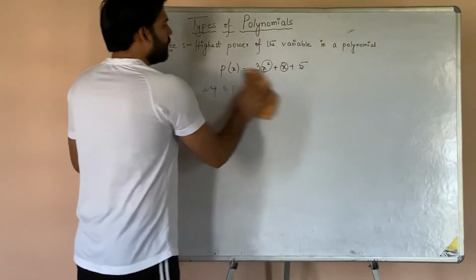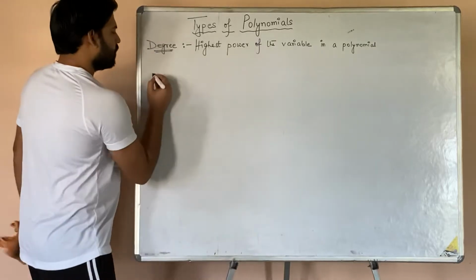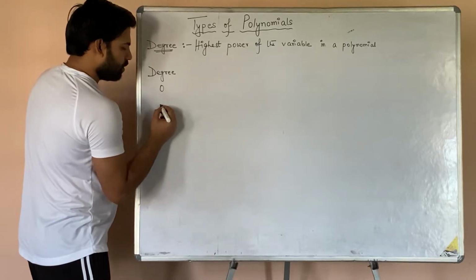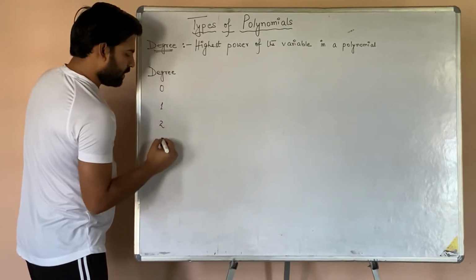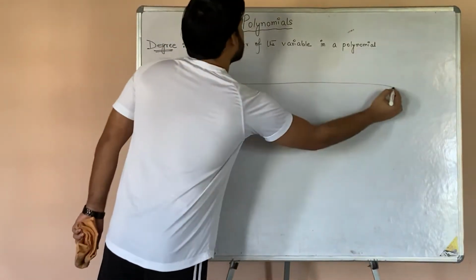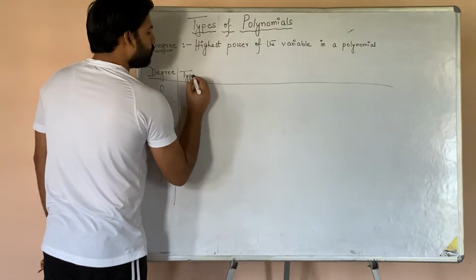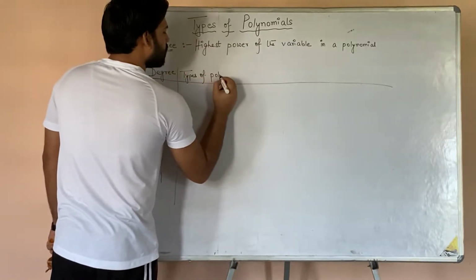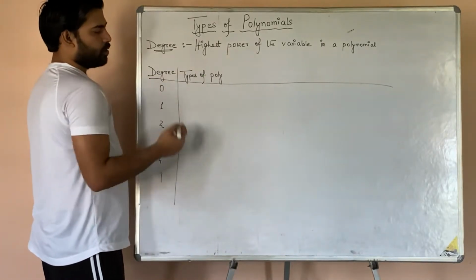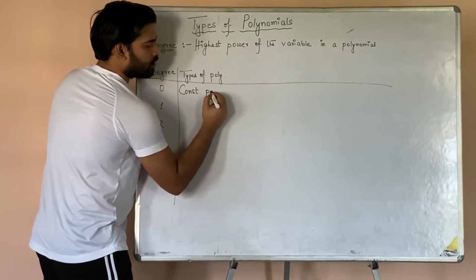So based on the degree, if I'm making one table so that it's easier for you to understand, first of all, write down the degree over here. The degree can be 0, degree can be 1, degree can be 2, degree can be 3, degree can be 4, and so on. So these are the degrees. Based on the degree, you can categorize them into types of polynomials. Fine. So types of polynomial, if the degree is 0, the type of polynomial is named constant polynomial. This is constant polynomial.